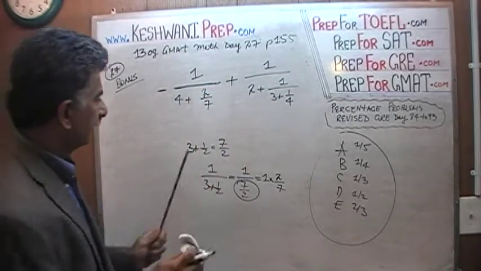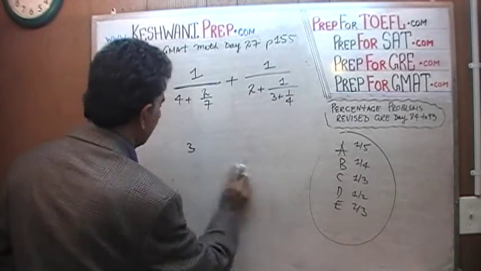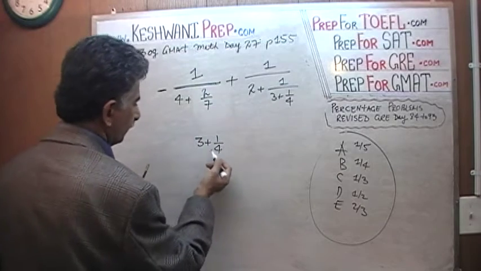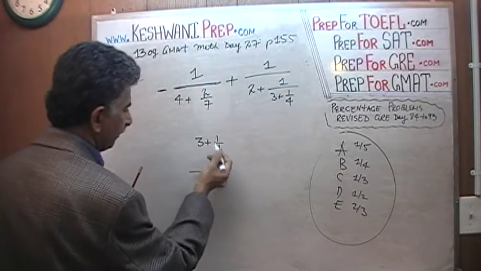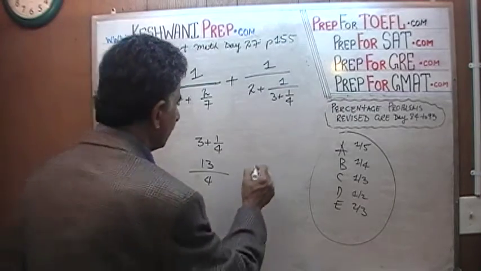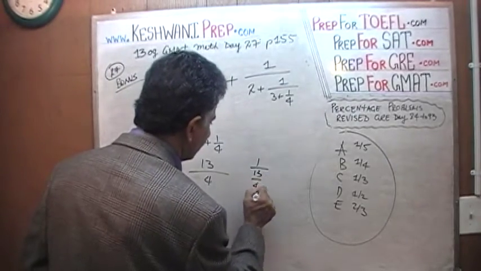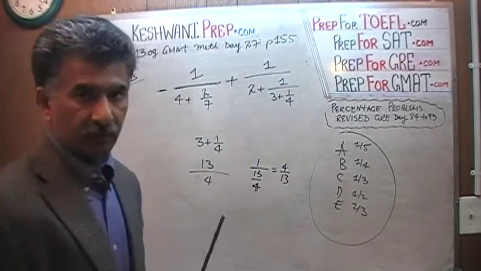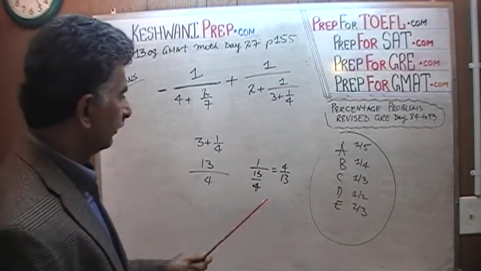Now let's work on this one. 3 plus a quarter, of course, we take the common denominator, we get 12 plus 1 is 13, so it's 13 and a fourth. And it's 1 over 13 over 4, which is going to be same as 4 over 13, because again, you take the reciprocal of it. So this is 4 over 13.